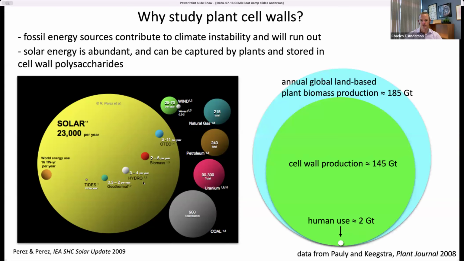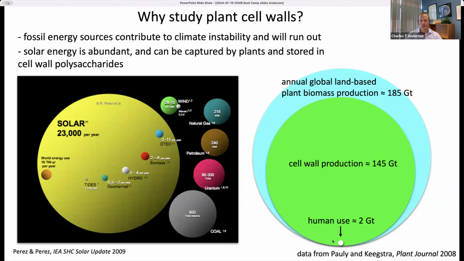So plants generate about 185 gigatons of biomass every year. This is just land-based plants. There are also aquatic plants and related algae. And of that, a pretty large proportion, about 145 gigatons, is composed of cell walls. We use about 2 gigatons of cell walls every year for all purposes, things like building materials, fuels, things like that.